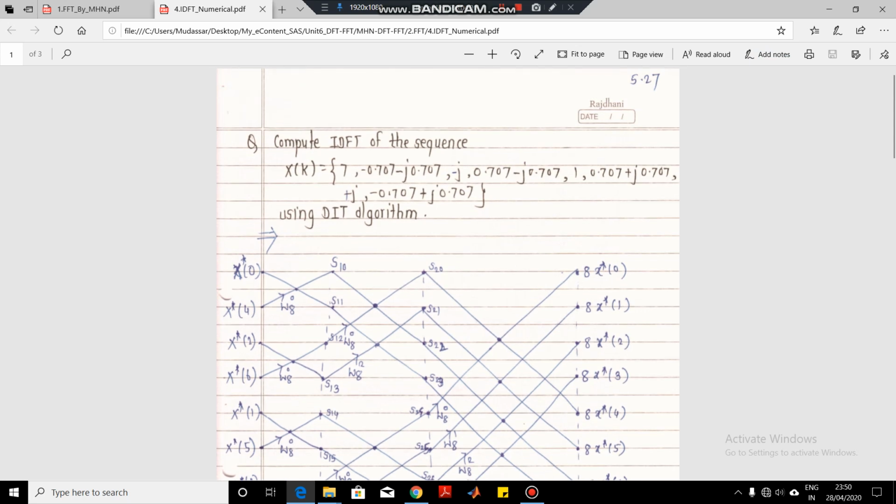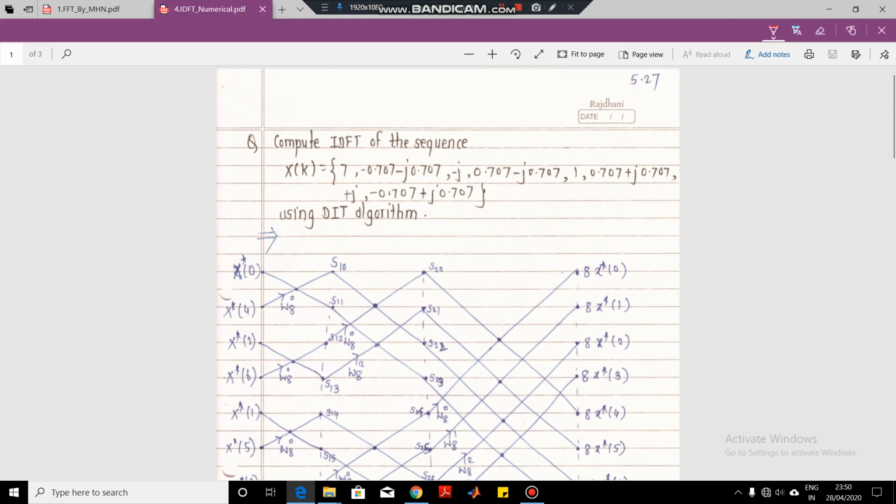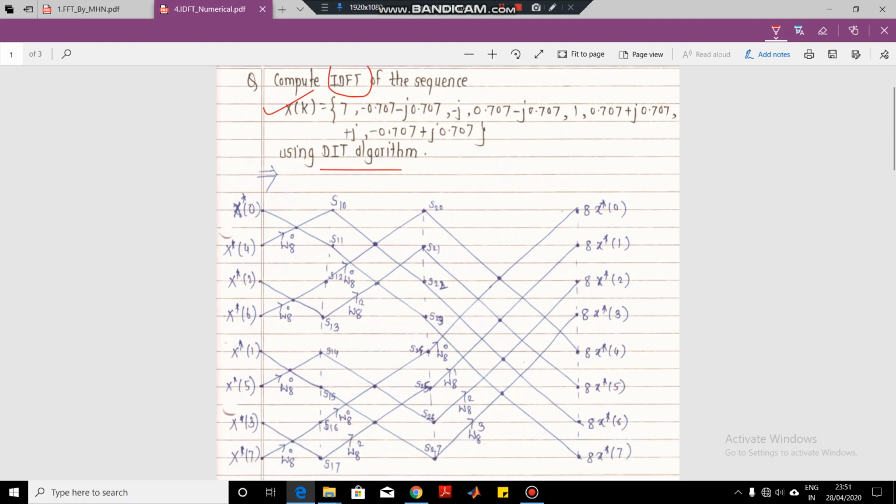In this case, x of k is given here. You can see this is a complex number. So this is the DFT that is given, and we are asked to compute the IDFT using the DIT algorithm, that is, the decimation in time FFT algorithm.